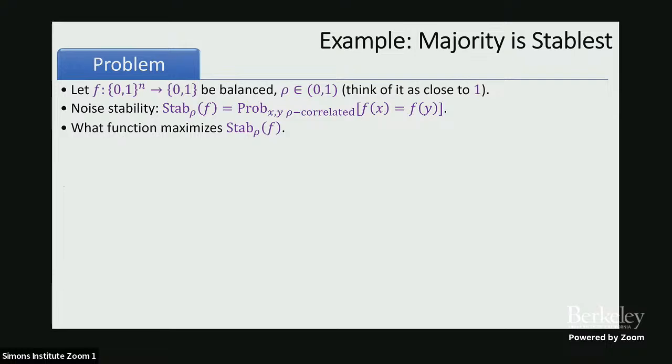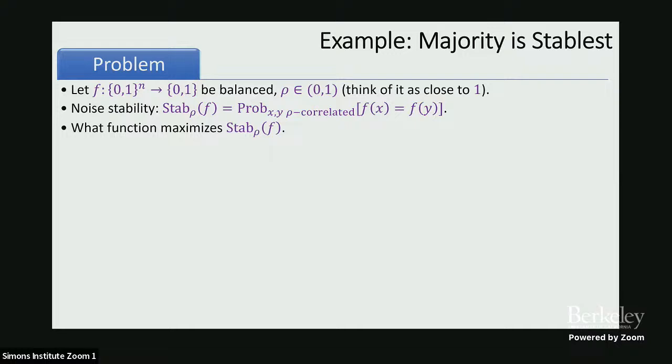So let's say that we have a balanced Boolean function, and let's take some correlation parameter rho. I encourage you to think of rho as close to 1, say 1 minus epsilon. I define the stability of f to be the probability that when I take x and y, which are rho-correlated, rho-correlated in this talk is exactly as in Max-Cut, the same thing: you keep the coordinates the same with probability rho, and otherwise you resample them. So you sample x and y, which are rho-correlated, and you ask what is the probability that f assigns the same value to x and y. So this is the stability.